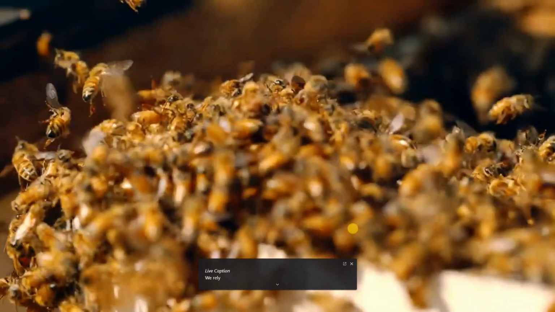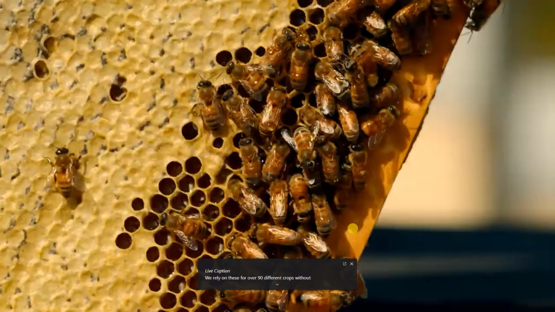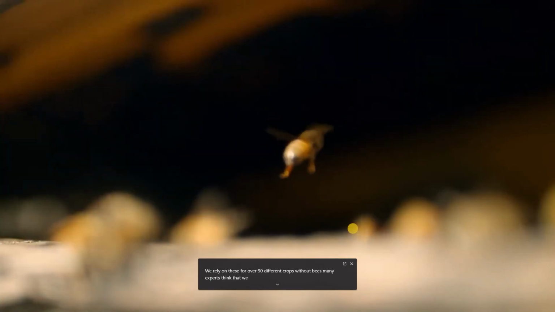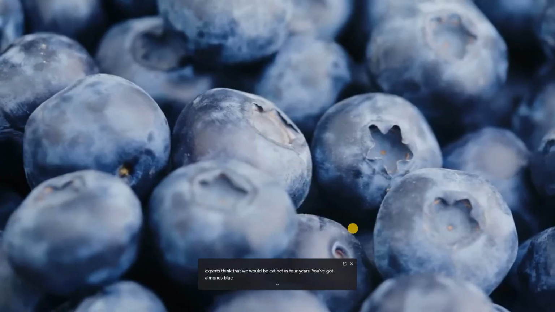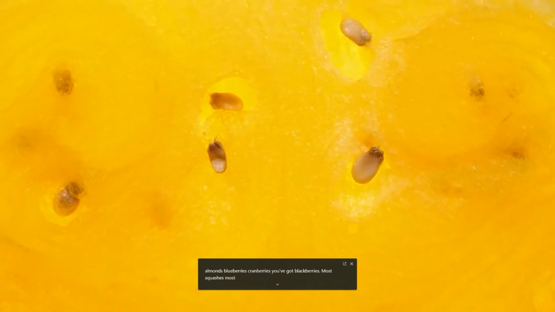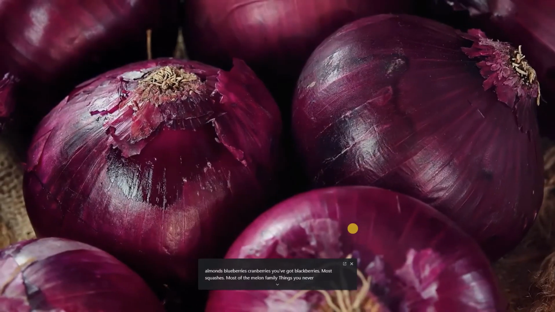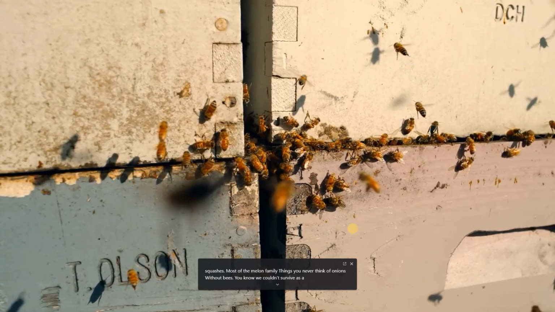We rely on bees for over 90 different crops. Without bees, many experts think that we would be extinct in 4 years. You've got almonds, blueberries, cranberries, you've got blackberries, most squashes, most of the melon family, things that you never think of, onions. Without bees, we couldn't survive as a civilization.